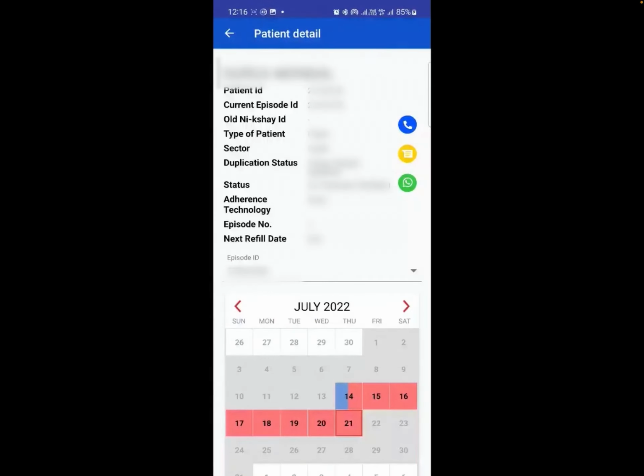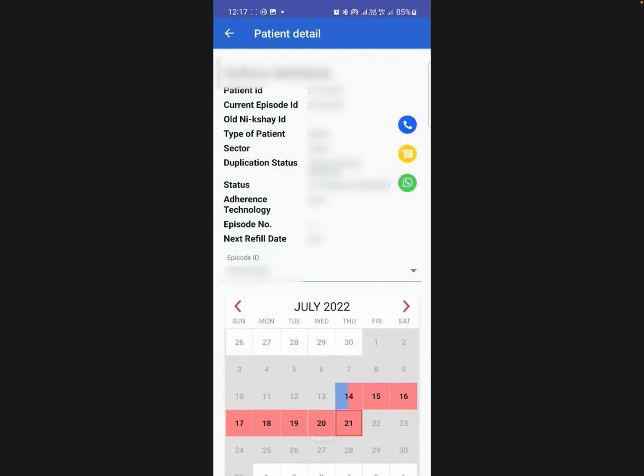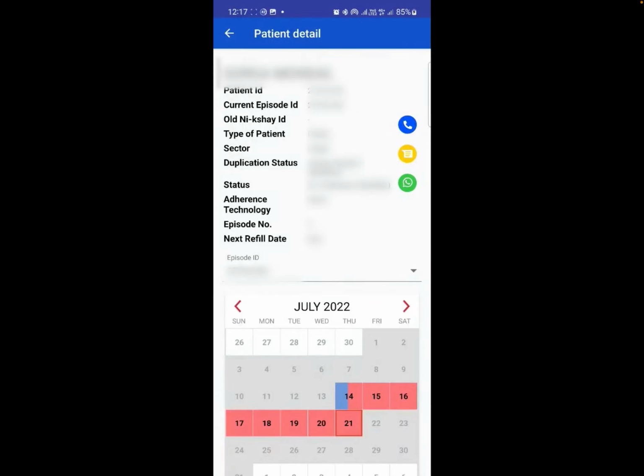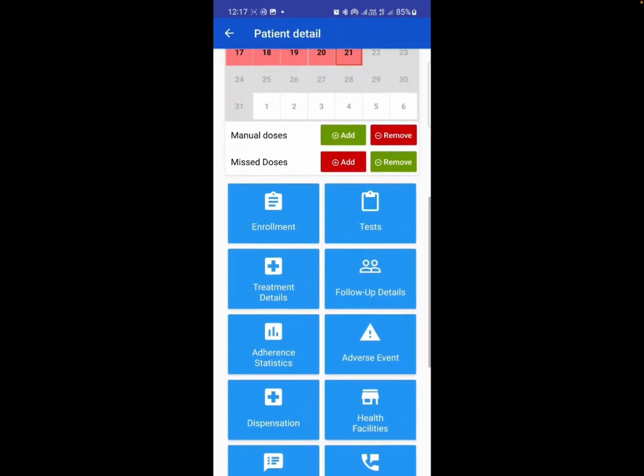Once you install this app, you will be asked for login details. If you have a PHA ID for your TrueNat site, you can enter it so that you can enter these lab results. Here is an example of a Ni-Kshay ID generated for this particular patient, and now we have done the NAT test. So how to enter the NAT result? If the Ni-Kshay ID is already present, just search the particular Ni-Kshay ID, and once you get the Ni-Kshay ID, just scroll down.